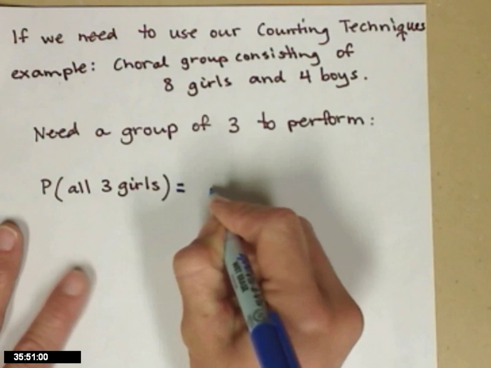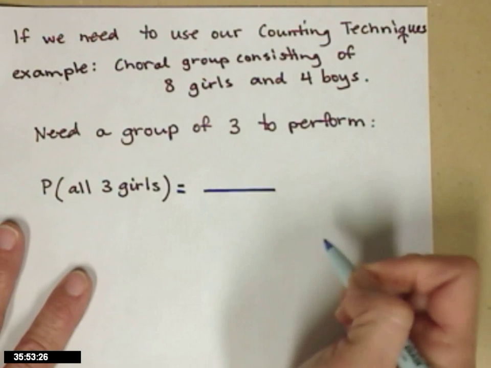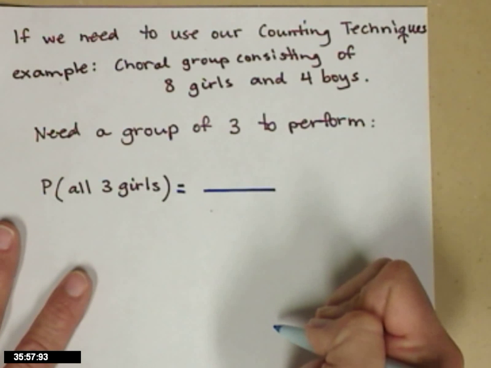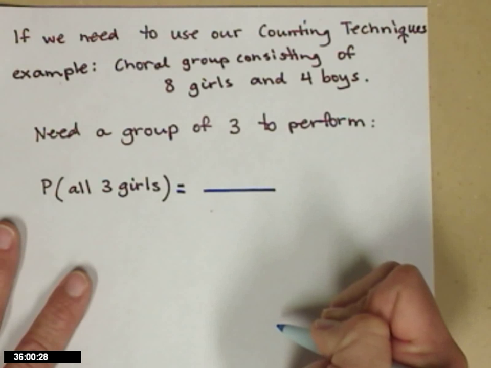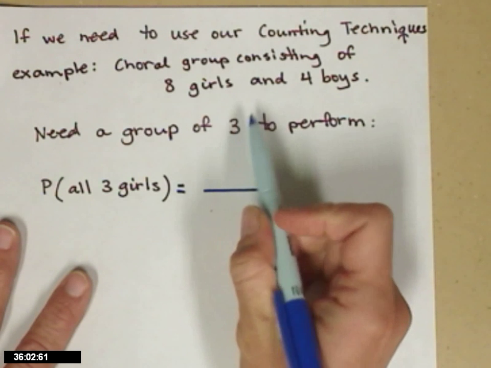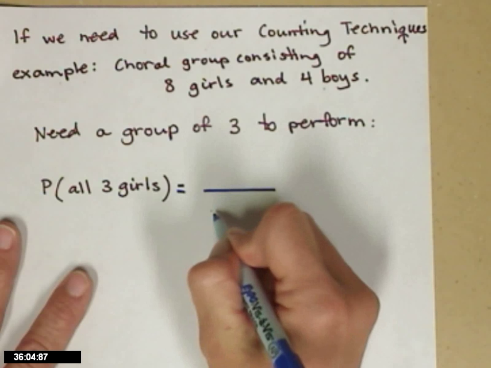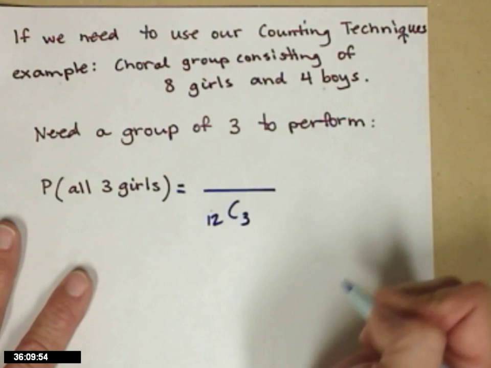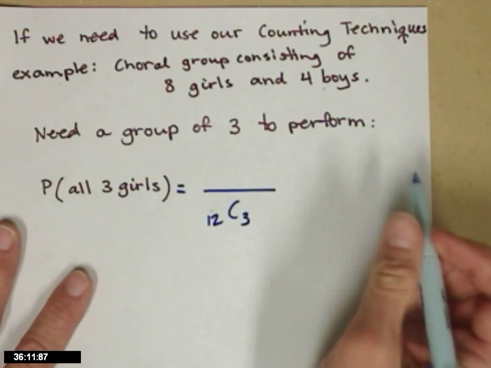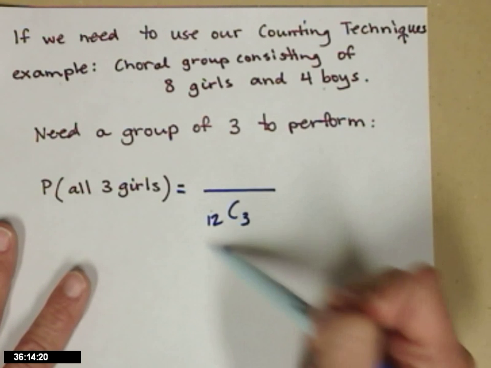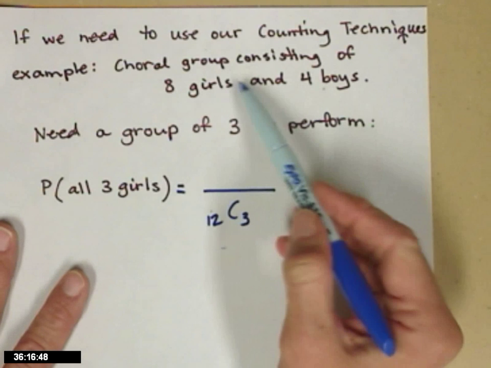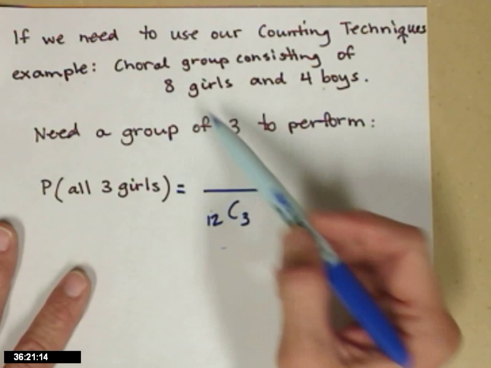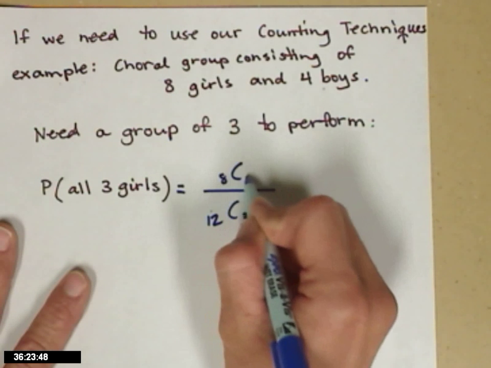So the counting technique, right? How many different ways can I choose a group of 3 out of the 12? Order doesn't matter. So 12 choose 3. And then, right, so this is how many total groups of 3 I can have. How many of those are going to be all girls? Well, how many ways out of the 8 can I choose 3?